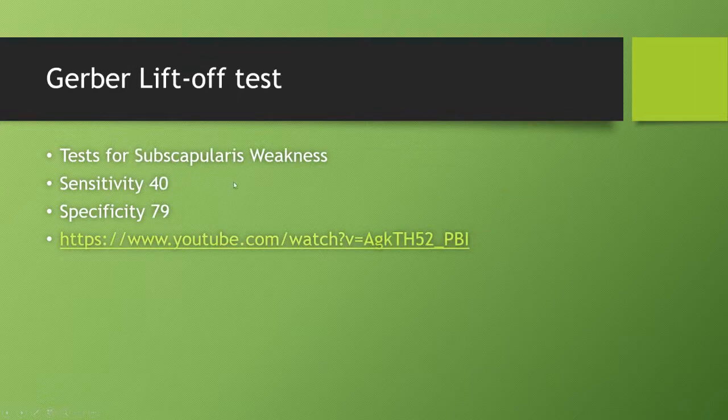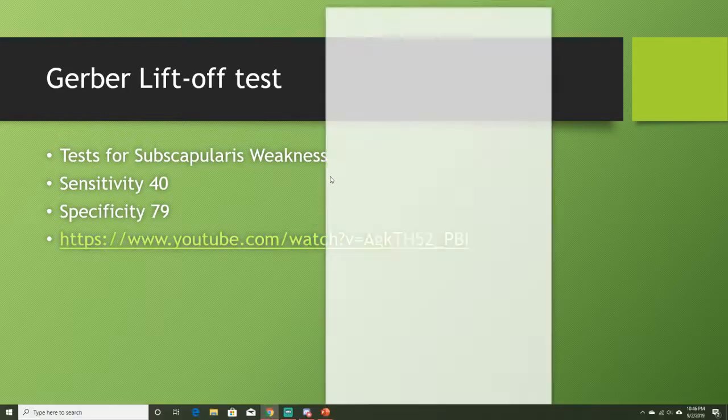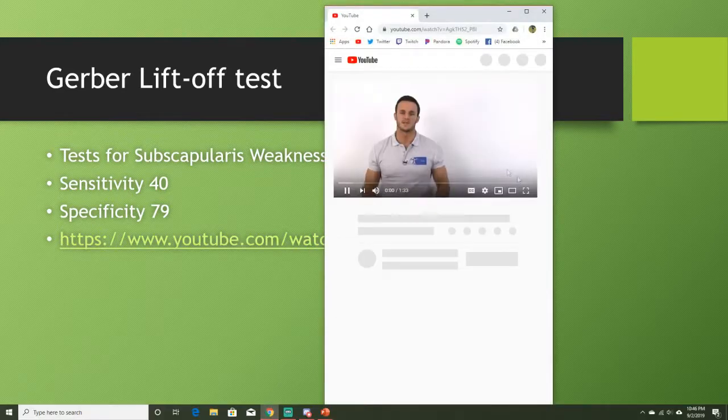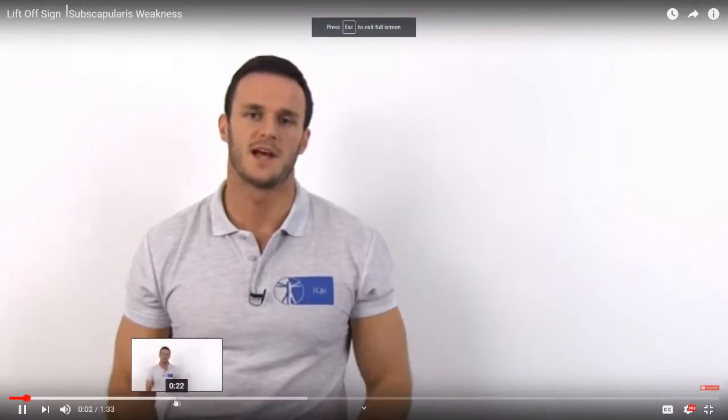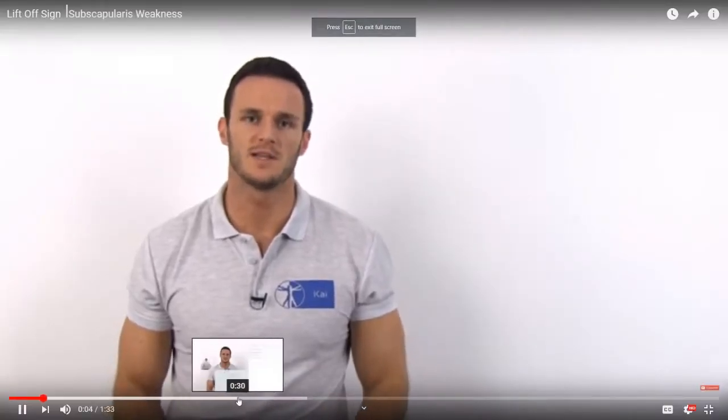Next is the Gerber lift-off test. It tests for subscapularis weakness and has a sensitivity of 40 and a specificity of 79. This is going to be a video on the lift-off sign to assess for weakness or lesion.